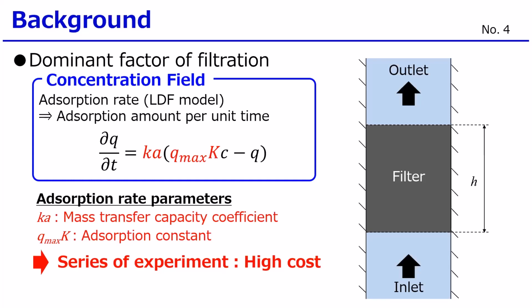And the primary determinant of the adsorption rate is the adsorption rate parameters. The adsorption rate parameters are the mass transfer capacity coefficient Ka and the adsorption constant Qmax K. The mass transfer capacity coefficient is a proportional constant, and Qmax represents the maximum concentration. So this equation shows that dQ/dt is proportional to the concentration difference between the maximum concentration and the concentration at any given time Q.